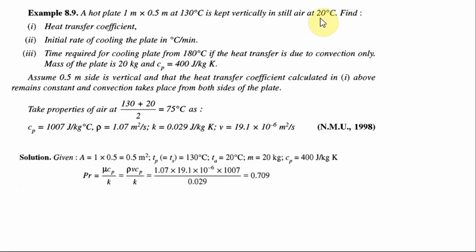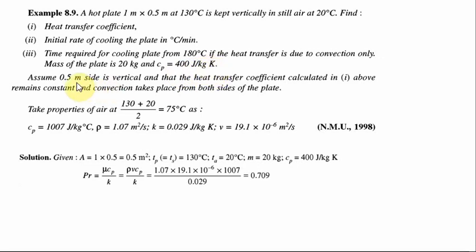Find the heat transfer coefficient, the initial rate of cooling of the plate in degrees Celsius per minute, and the time required for cooling the plate from 180 degrees Celsius if the heat transfer is due to convection only. Given, the mass of the plate is 20 kg and Cp of the plate is 400 joule per kilogram Kelvin.